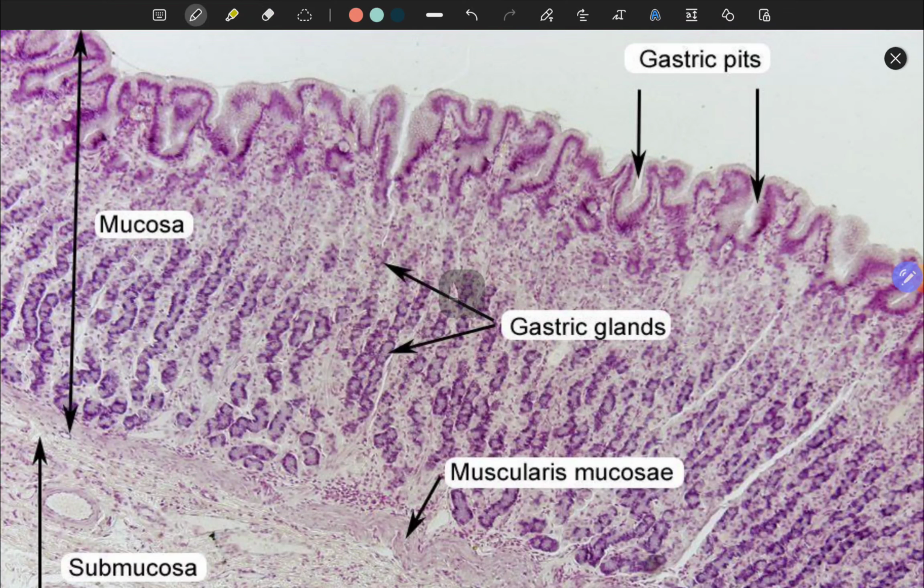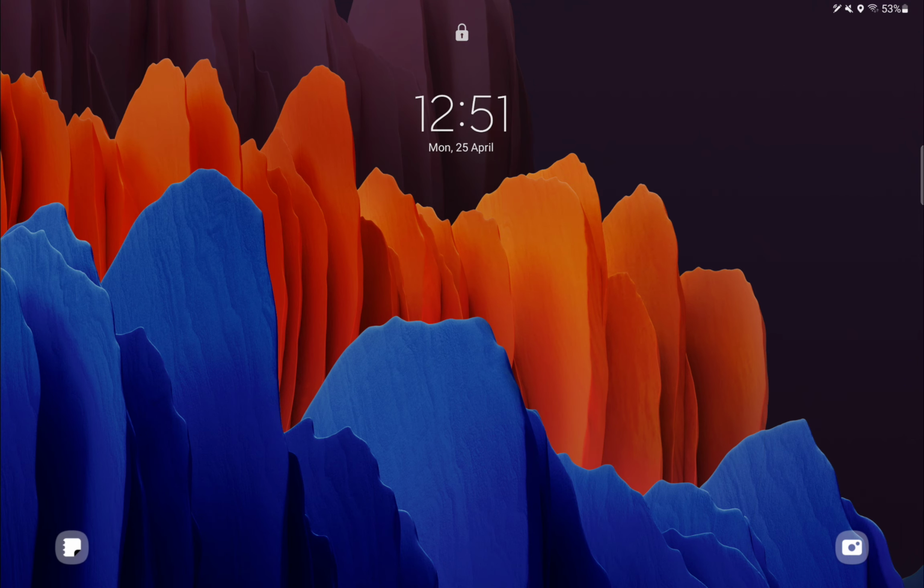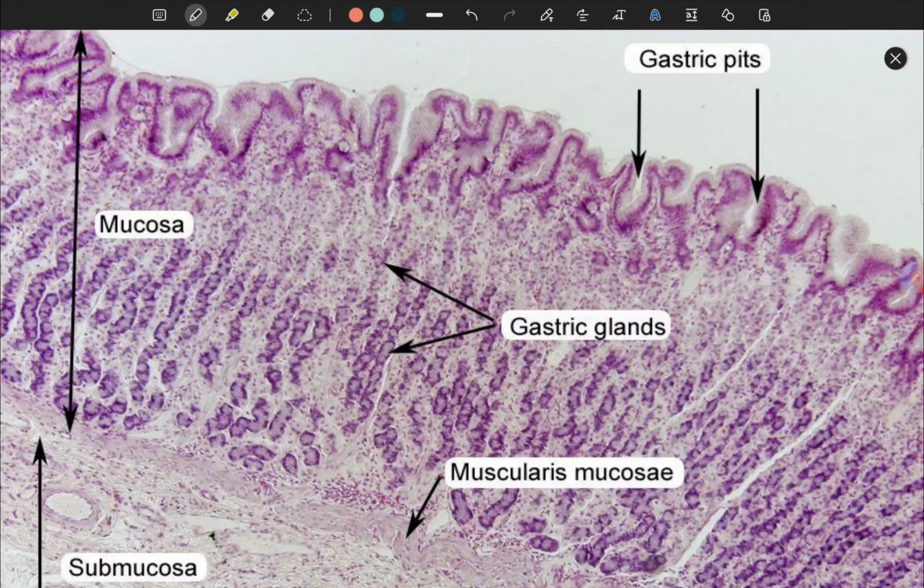We have the epithelium, which is the simple columnar epithelium. We have the glands that extend throughout the full thickness of the mucosa, and we have thin strips in between them that separate the gastric glands. Yes, these are the connective tissue, which is the thin layer of lamina propria. And what is this layer? This is the muscularis mucosa, which is the thin strip of muscle.